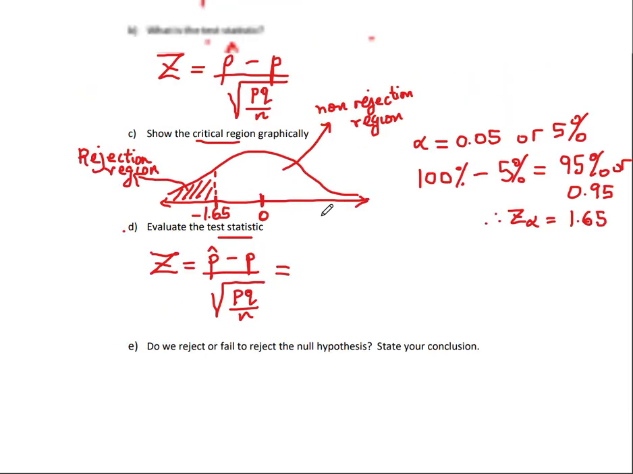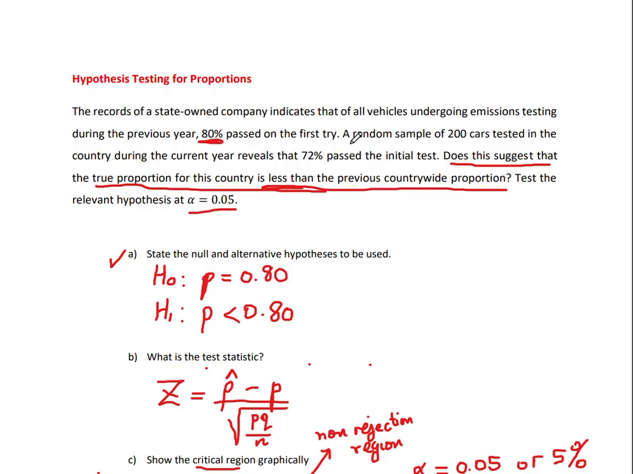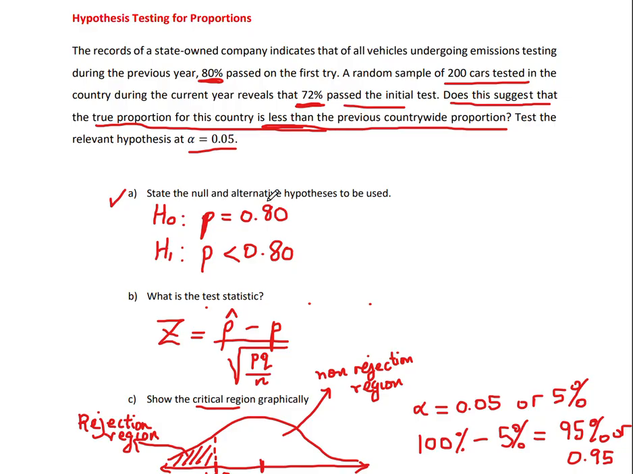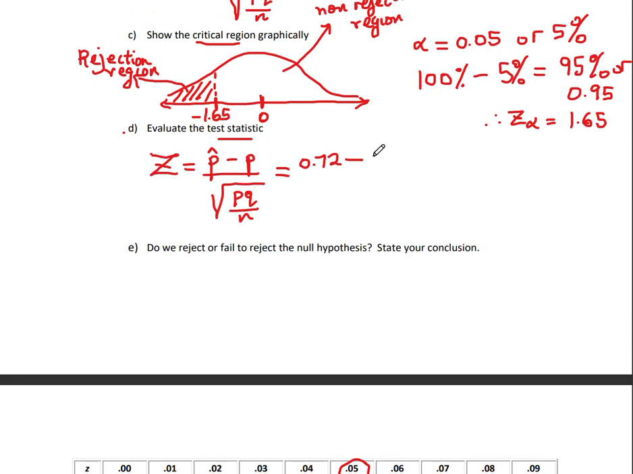So let's determine these. P hat is the proportion from the sample. It says a random sample of 200 cars tested in the country this year reveals that 72% passed the initial test. So P hat, which is the percentage derived from the sample, would be 72% passing the test. So P hat is therefore 0.72. But P is the population proportion which is being challenged, which is the 0.80.